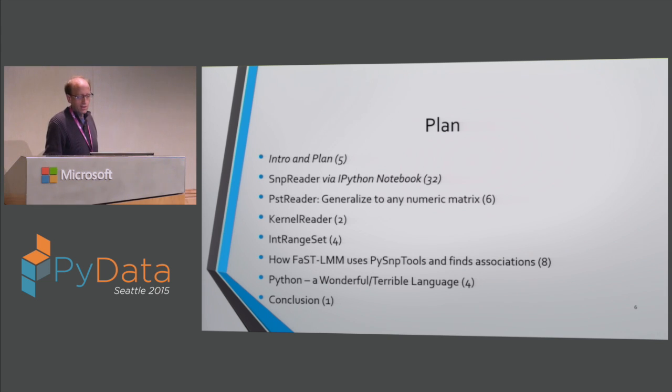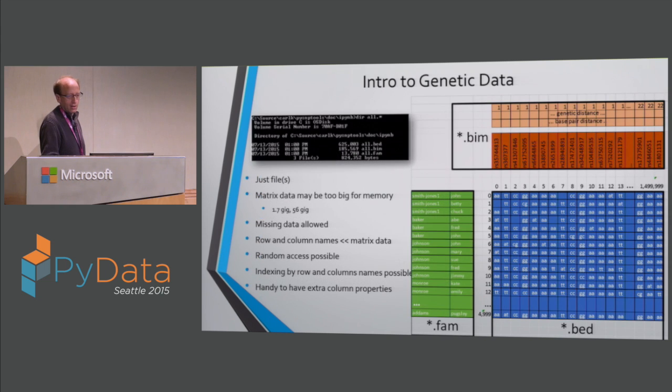with 4 slides. Then toward the end, we'll see FaST-LMM, and we'll talk about what it is and how it uses PySnpTools to find genome wide associations. If we have time, there are 4 slides on my opinion about why Python is both a wonderful and a terrible language. And there'll be 1 slide in conclusion. And we're a small group, so feel free to ask questions. So first, let me give you an introduction to genetic data.